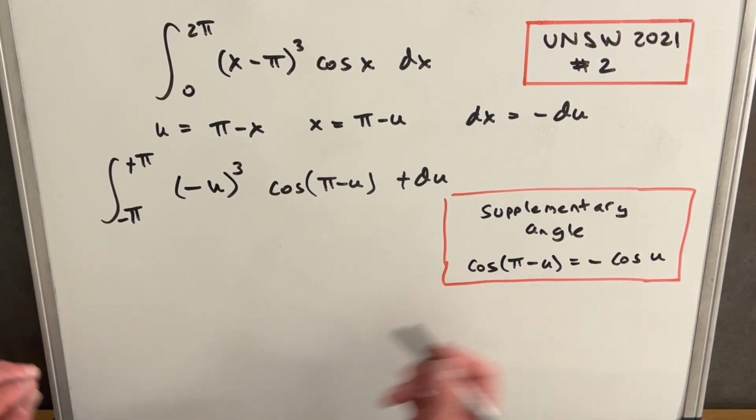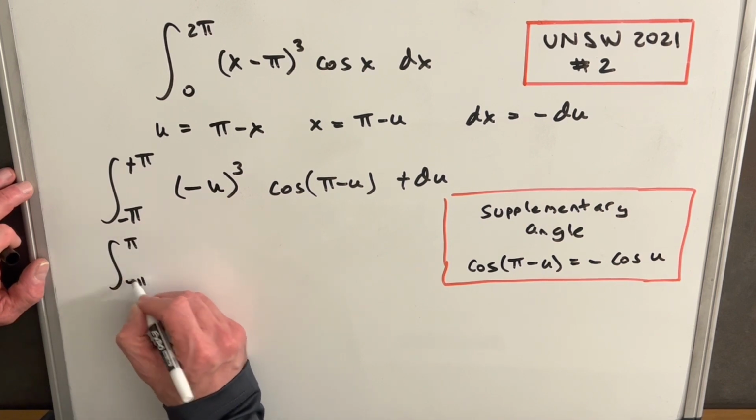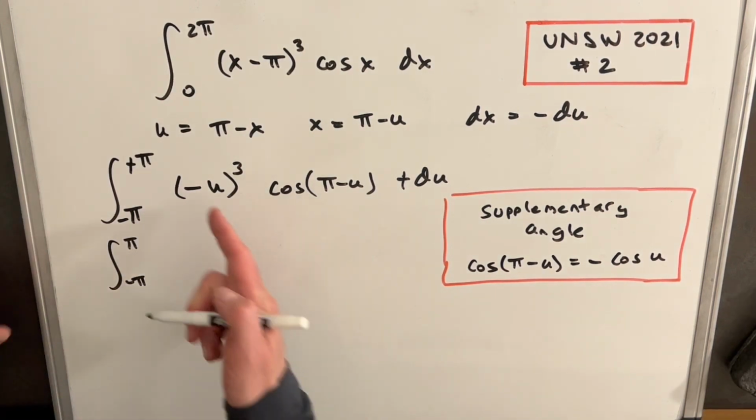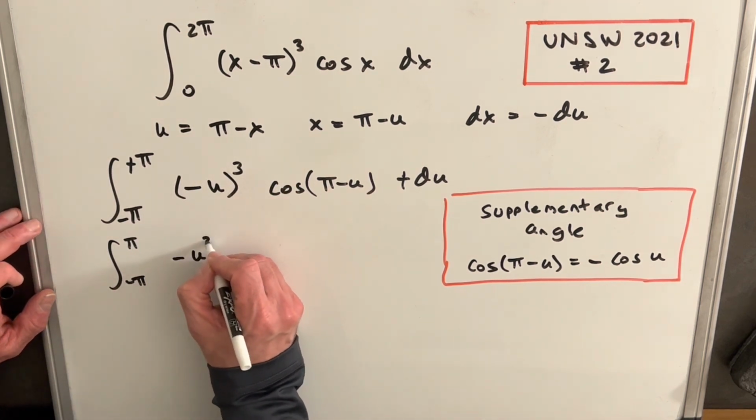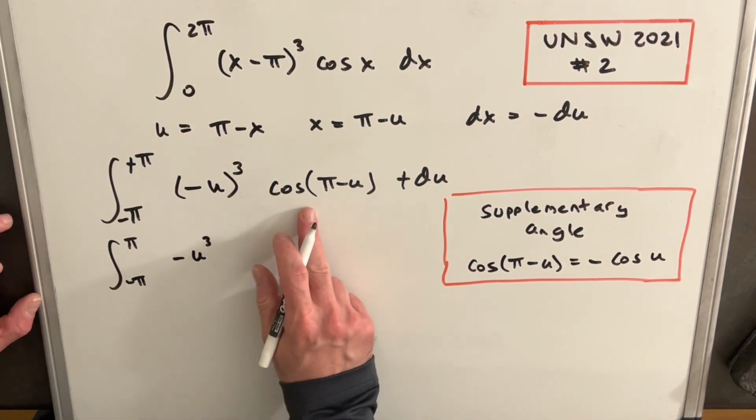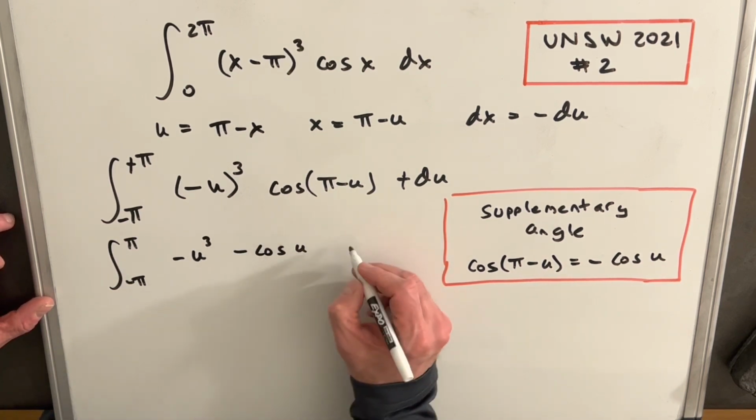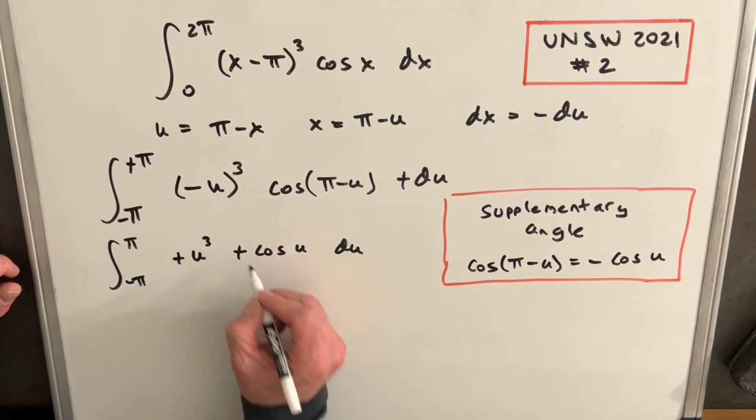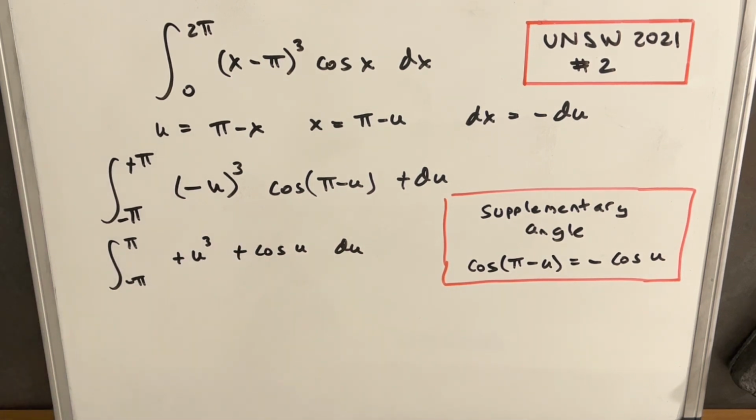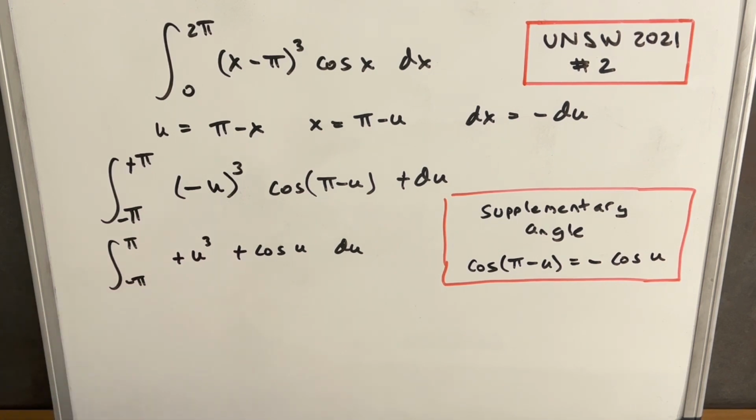So anyway, we'll make use of this and we'll rewrite our integral. This is going to be pi to minus pi. We can just write this (-u)^3 as minus u cubed. And then for cosine of pi minus u, we have this, so it's going to be minus cosine of u du. But we have minus times minus. This is just going to be pluses. Those will cancel out. Here we're really close to a solution, but let's go over one other thing before we get to integrating this.